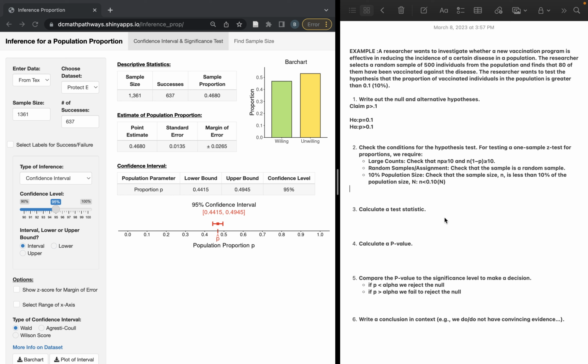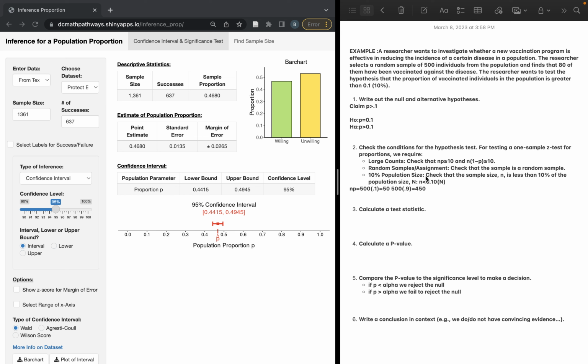So now we need to check if we meet our requirements. We have our n is 500, 500 times 0.1, this is our np. If you do 500 times 0.1, we get 50, and that is greater than 10, so we're good. The next one is 500 times 1 minus that 0.1, so times 0.9. That gives us 450, which is also greater than 10, so we're good there.